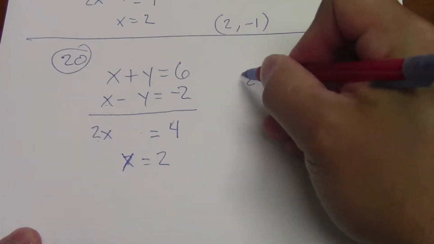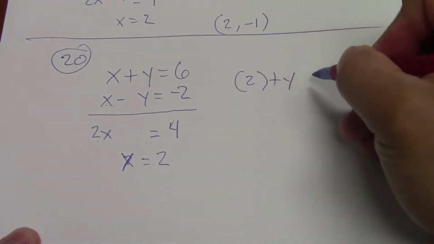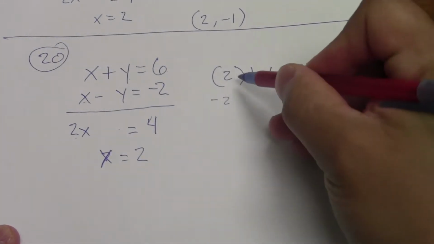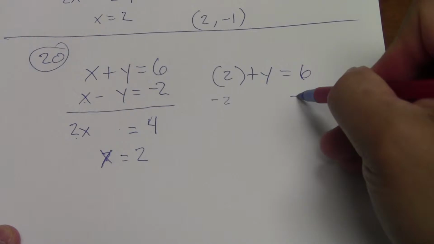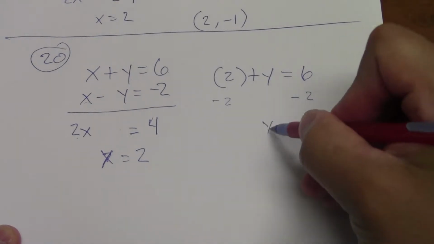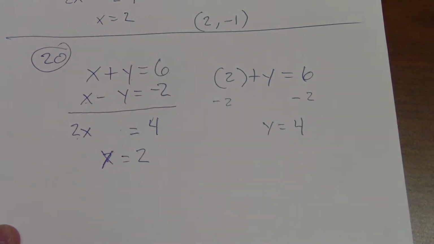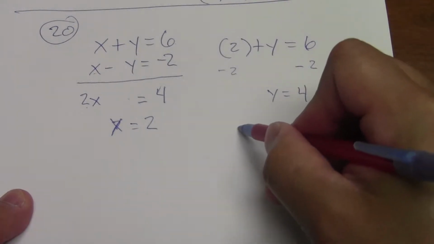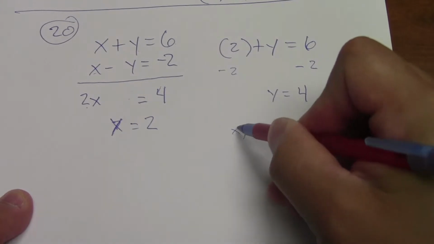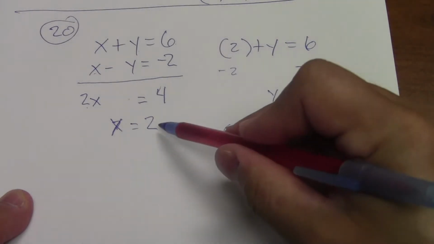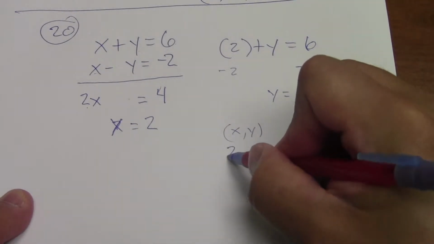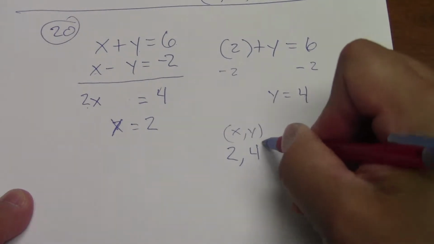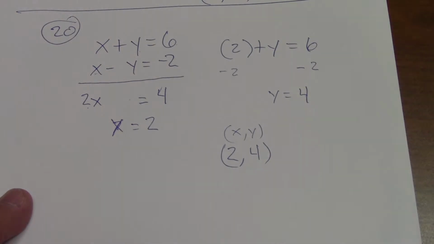So once again, 2 plus y equals 6. Subtract a 2, because remember I want all numbers on this side. Subtract a 2. y equals 4. And then I just put it in order, x and y. So x is first, so I've got 2, comma, and then the y is 4, and that's my answer.